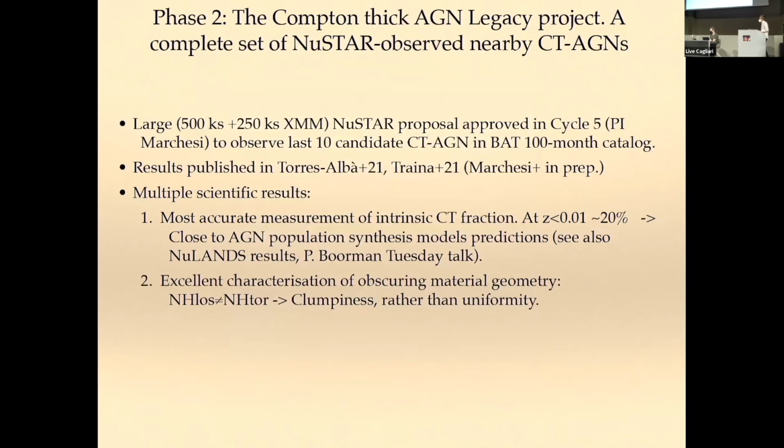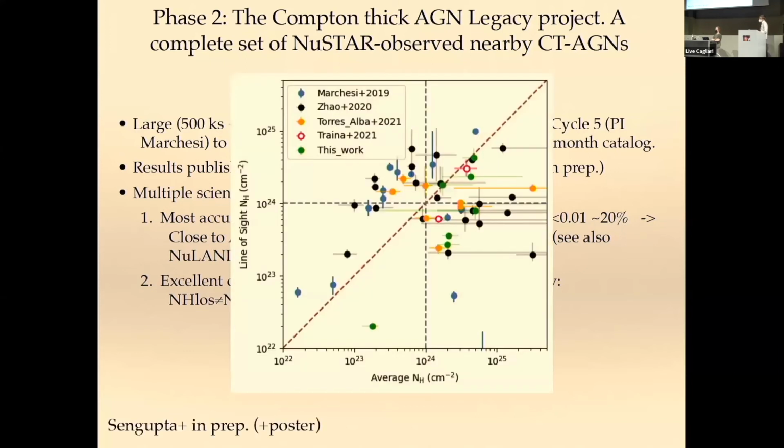The second result that we obtained is that since we had this very high quality NuSTAR data, we were able to compute simultaneously the line of sight column density and the average torus column density. And this allowed us to see if the torus is more likely to be uniform or more likely to be clumpy. And we found that in the majority of the sources, there's a significant difference between the line of sight column density, which is responsible for the absorption of the photons at lower energy, with respect to the average torus column density, which is responsible for the intensity of the reprocessed emission that we see in the Compton hump at 20-30 keV. And this is shown in this plot.